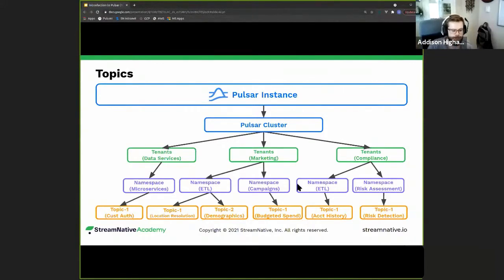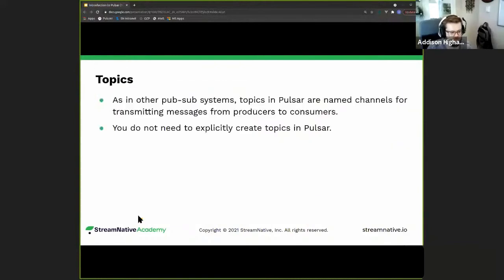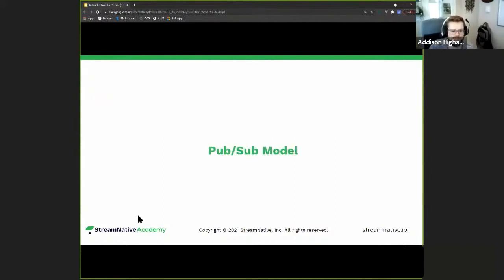And once again, these are the details we're typically dealing with directly in our application. So maybe this is customer authentication events, maybe this is demographics data, et cetera. And much like in other pub sub systems, there are these named channels for transmitting messages from producers to consumers. And you don't need to explicitly create topics in Pulsar.